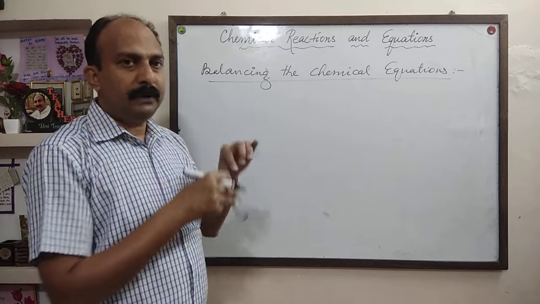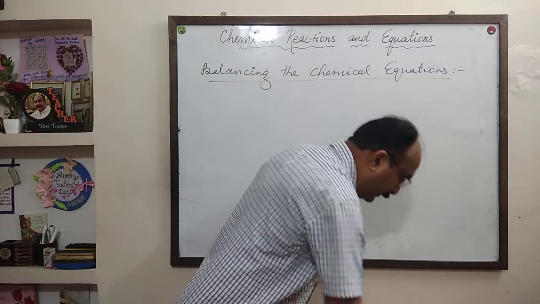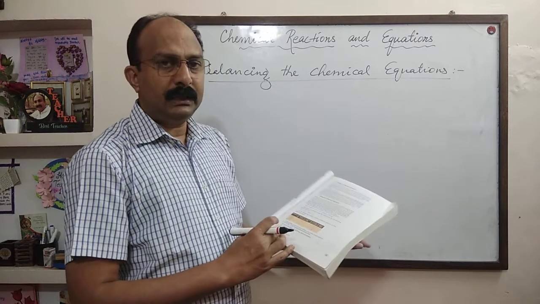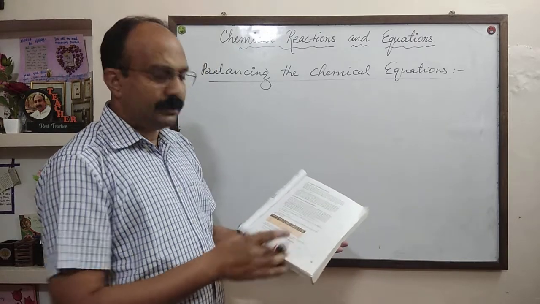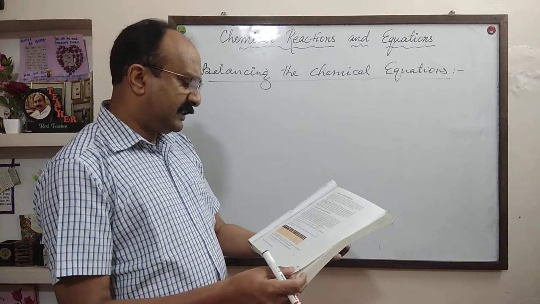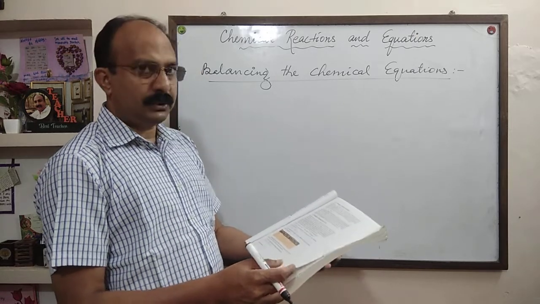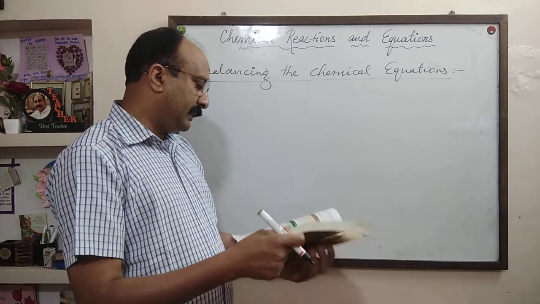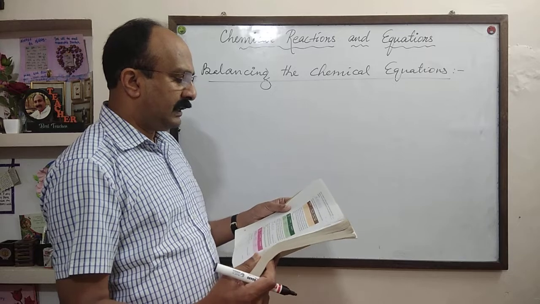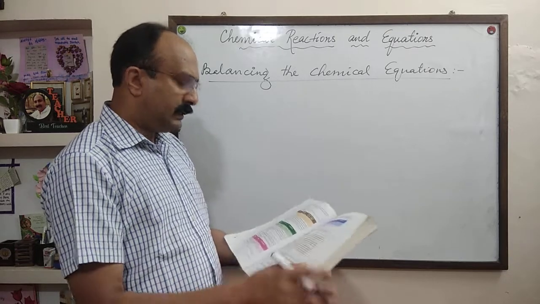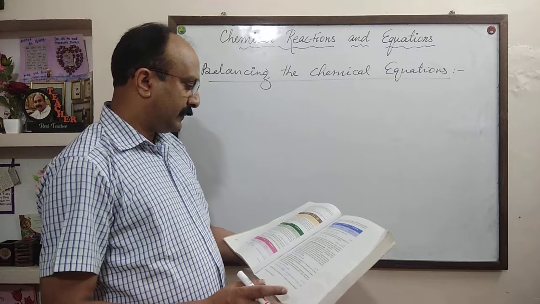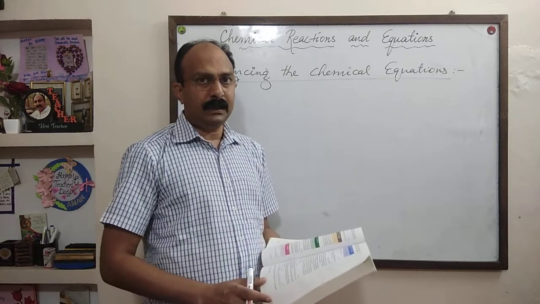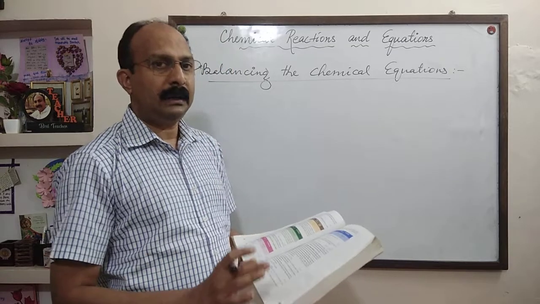Some more examples are given in your book. I am not going with the examples given in your NCERT book because you can see it and understand. Zn plus H2SO4 gives ZnSO4 plus H2. The method is explained in the book, so you can go through it. Another one is given: Fe plus H2O gives Fe3O4 plus H2. This is also explained in the book. So you can see and understand the balancing of these chemical equations. It is given in explained form.